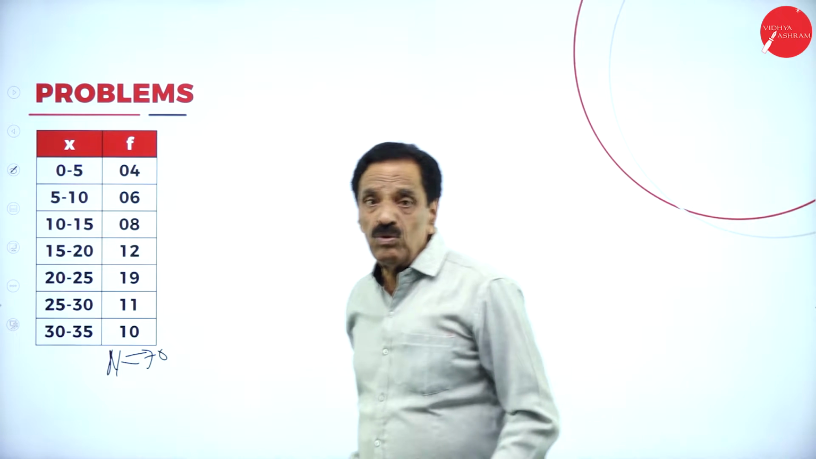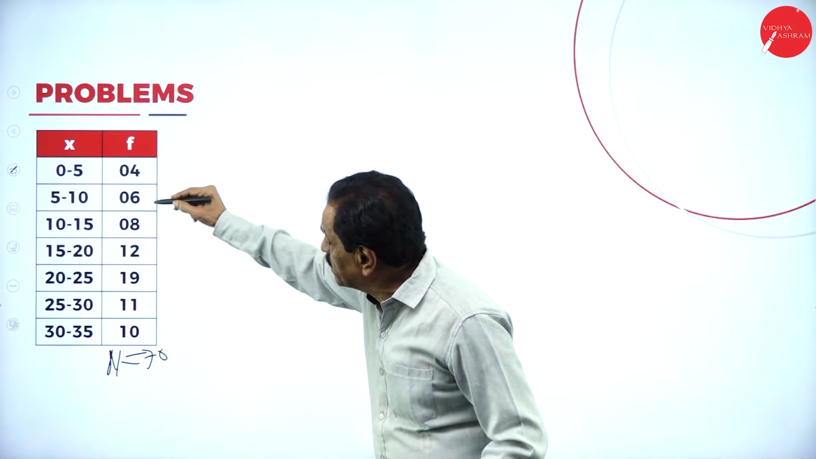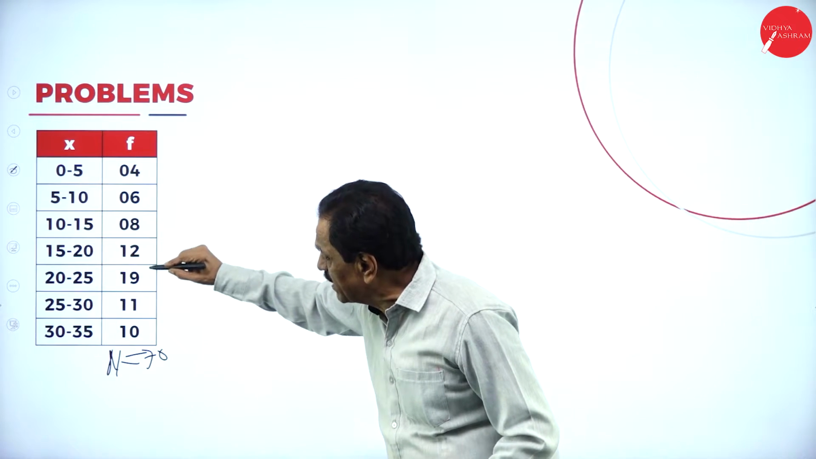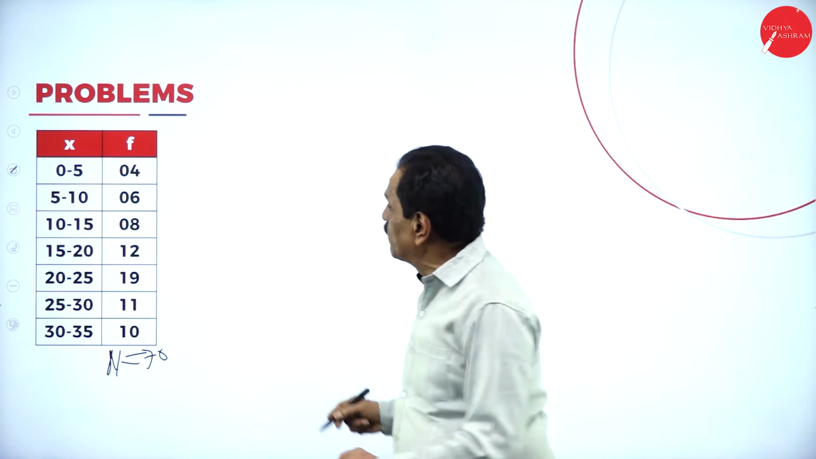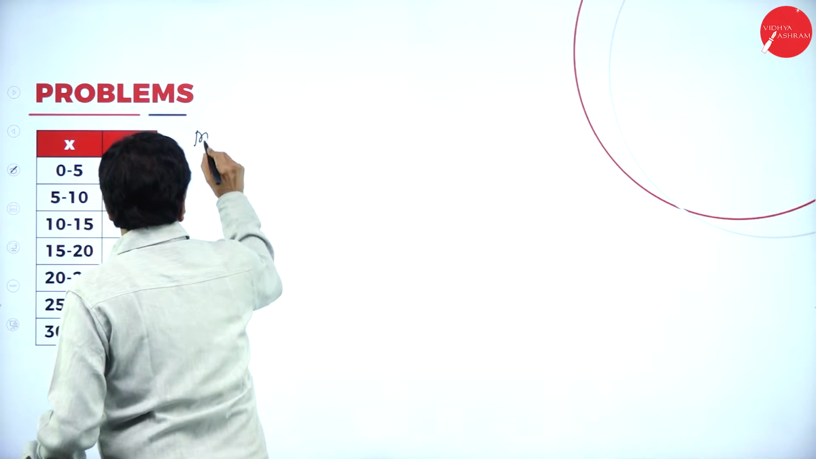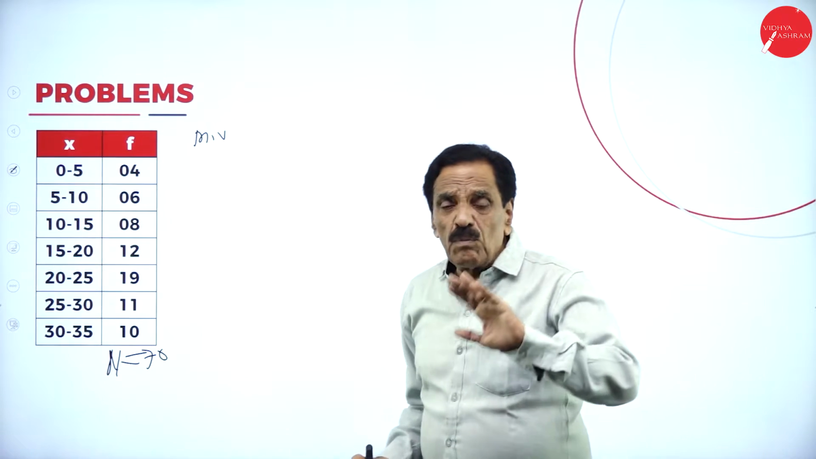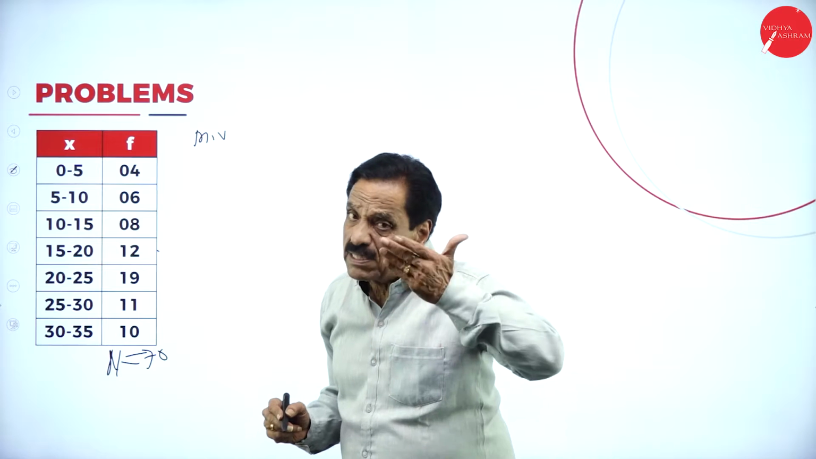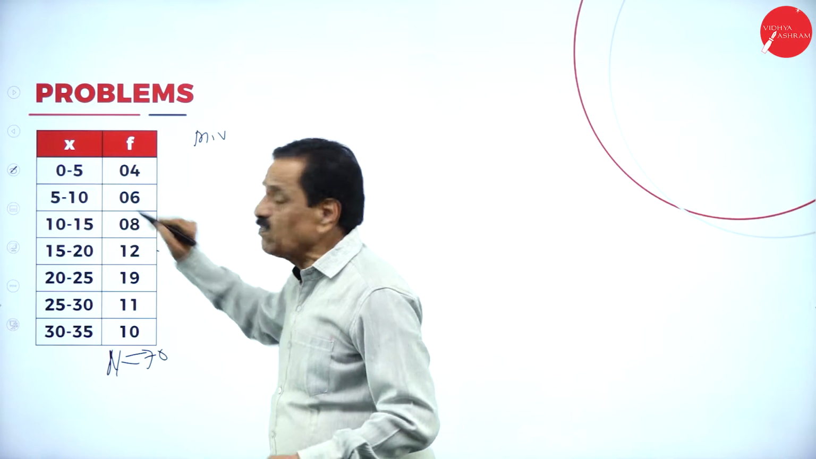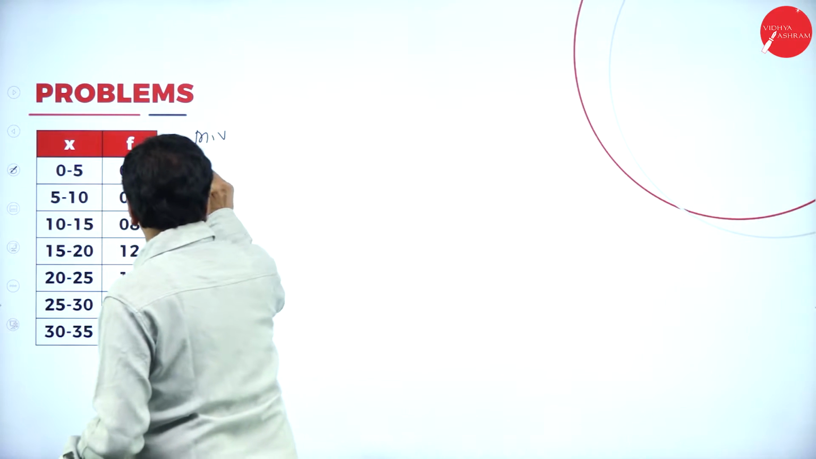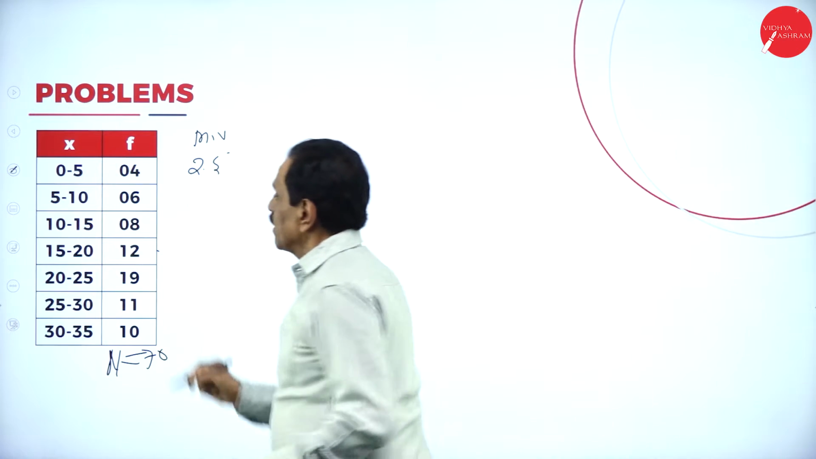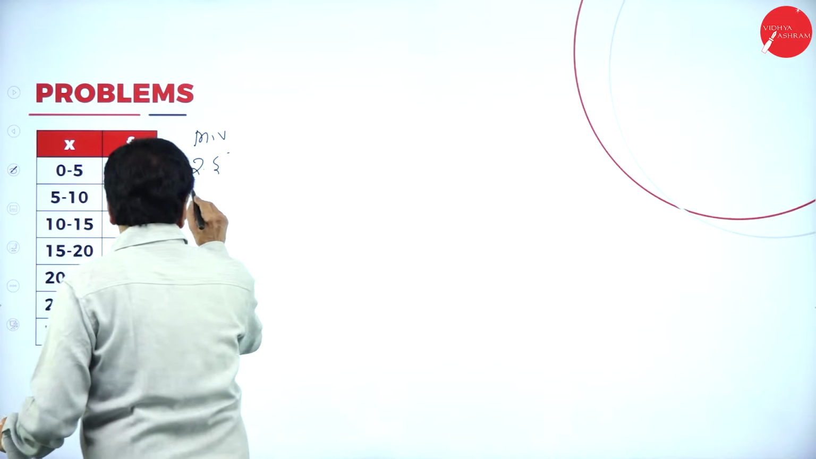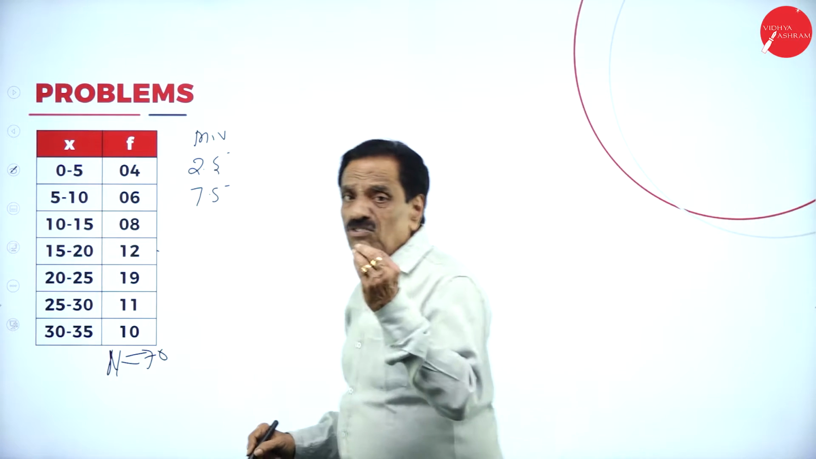What is the first step to do? Add the frequency. What is the next step to do? Mid value. 0 plus 5, this is L1 plus L2, so we do L1 plus L2 divided by 2. 0 plus 5 is 5, divided by 2 is 2.5. 5 plus 10 is 15, divided by 2 is 7.5. So there is a difference of 5.